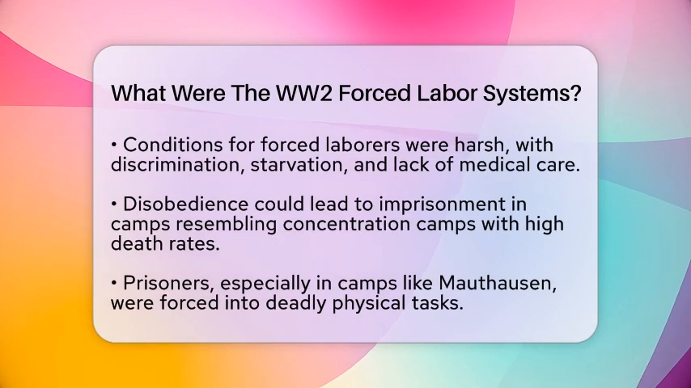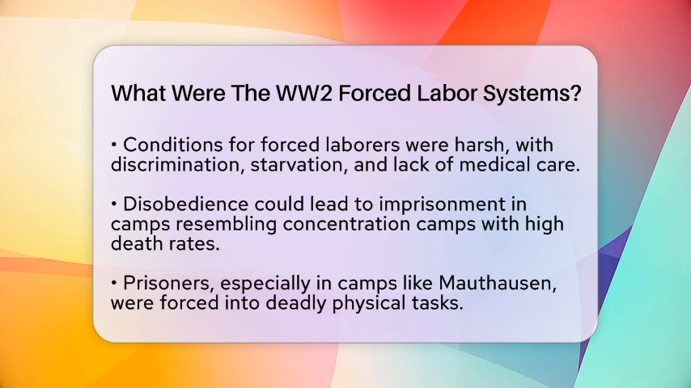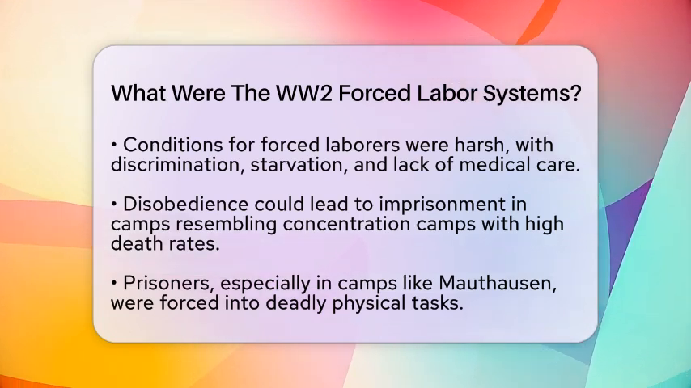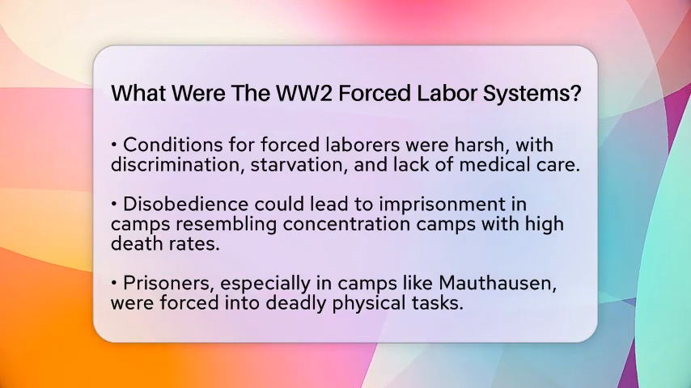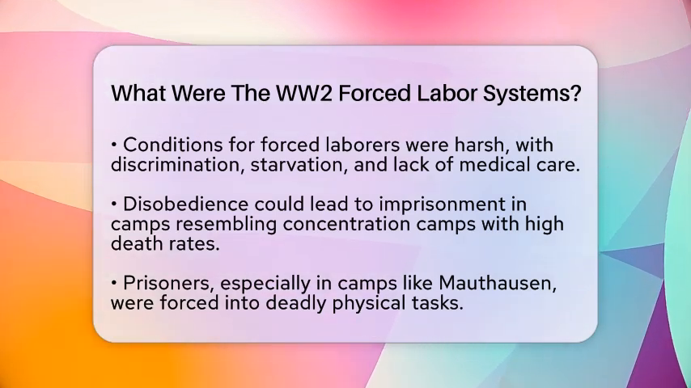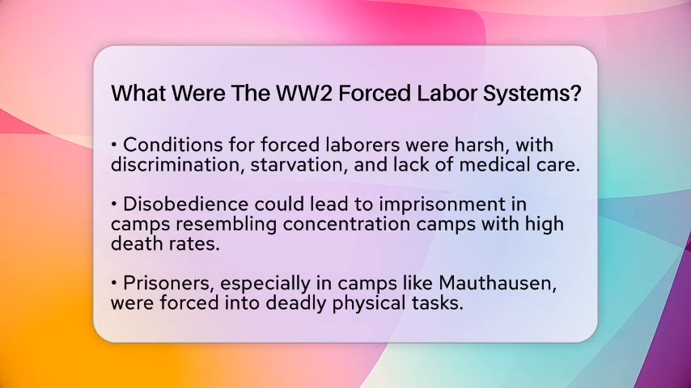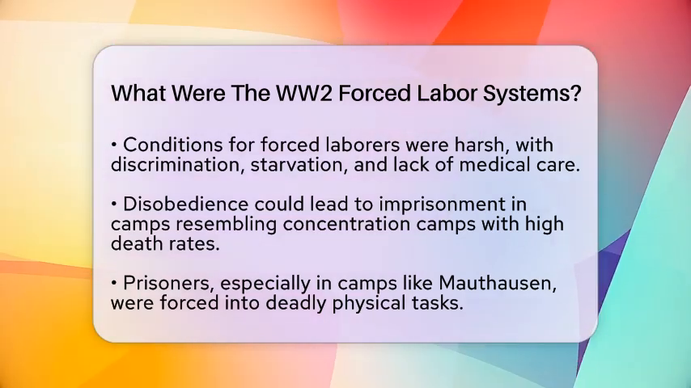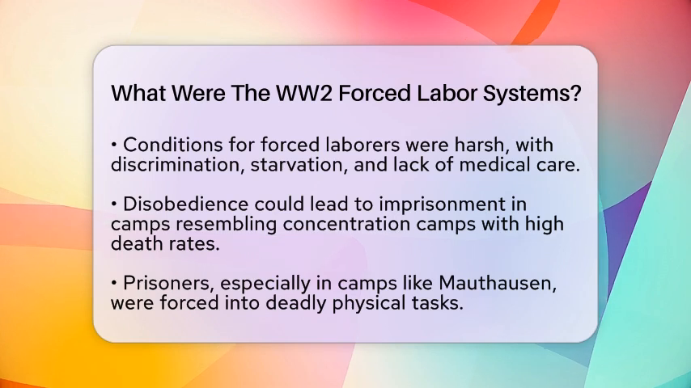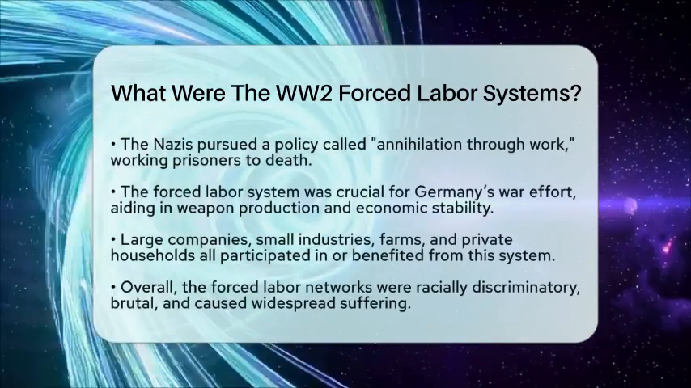If they disobeyed work rules, they could be sent to labor education camps, which resembled concentration camps with high death rates. Some prisoners, especially those in concentration camps like Mauthausen, were forced to perform deadly physical tasks. The Nazis had a policy called annihilation through work, which aimed to work prisoners to death without giving enough food or medical help.